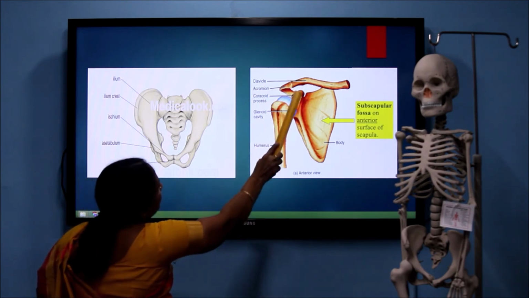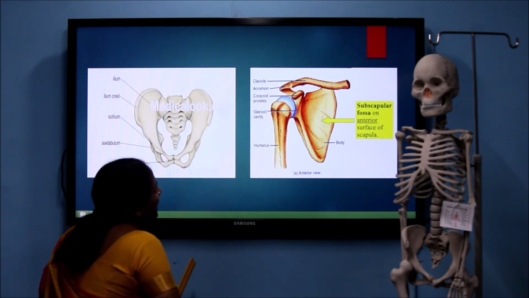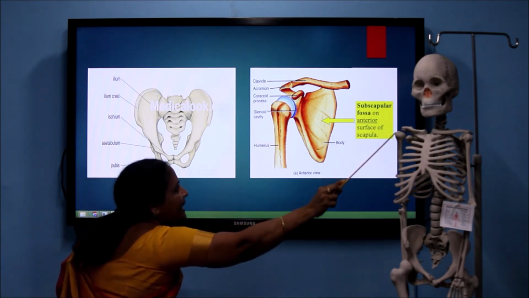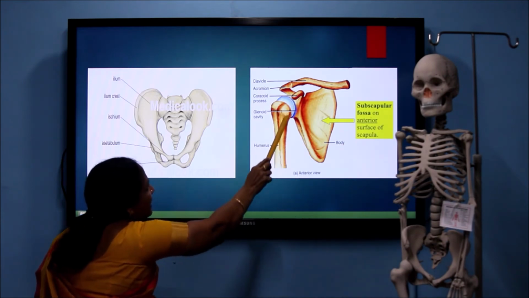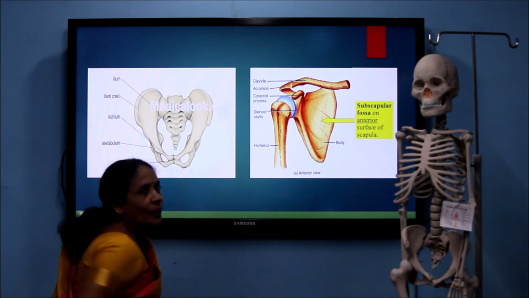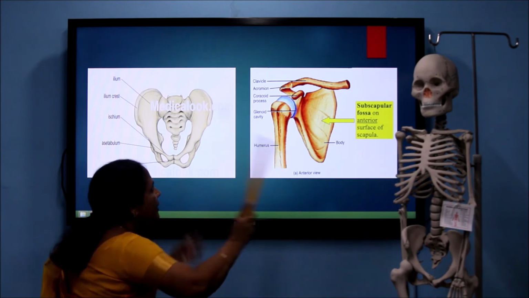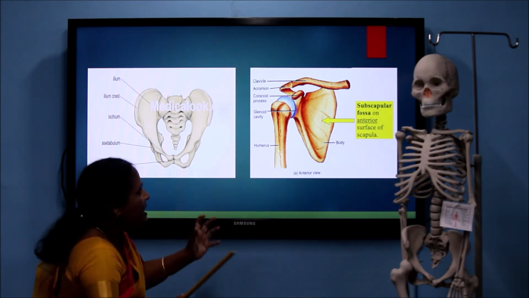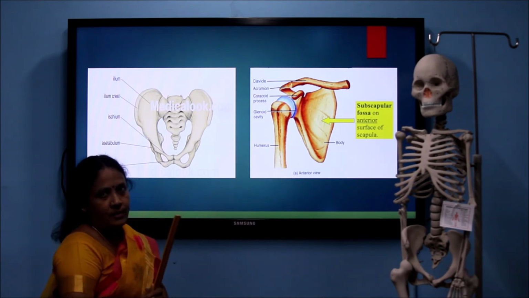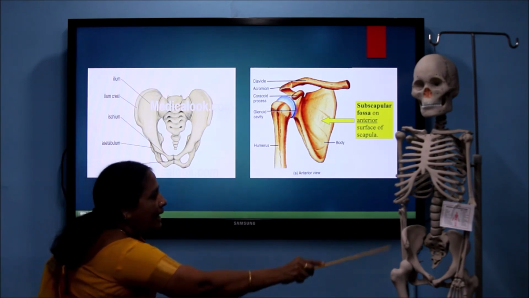The clavicle has a projection, which is the acromion. And this portion is a cavity, which is the glenoid cavity, in which the bone is fixed. So in this way the pectoral girdle is associated with the upper arms.